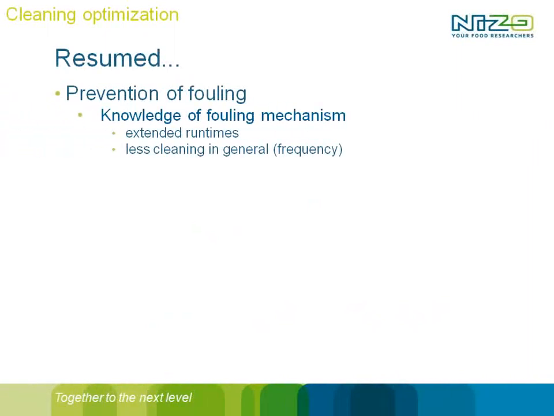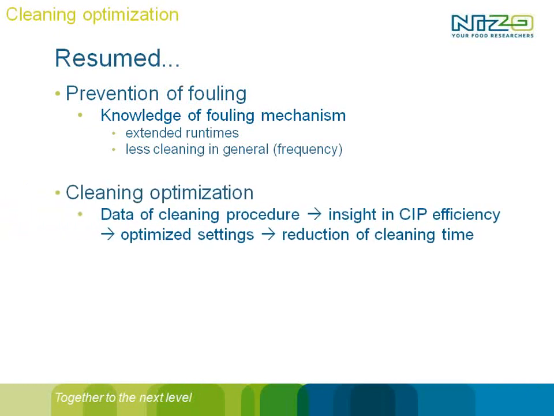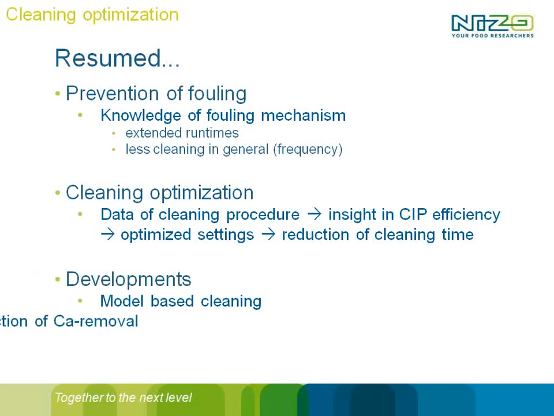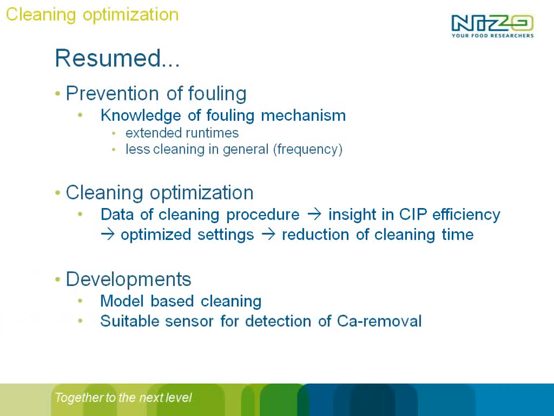Prevent fouling. So know what your fouling mechanism is. This can extend runtimes and mean less cleaning in general, so less use of chemicals, energy, etc. If you've prevented the fouling, then you can start optimizing your cleaning procedure. So collect data of the cleaning procedure, get insight in the efficiency of your CIP procedure, optimize your settings, and reduce the cleaning time. And also always check the inside.